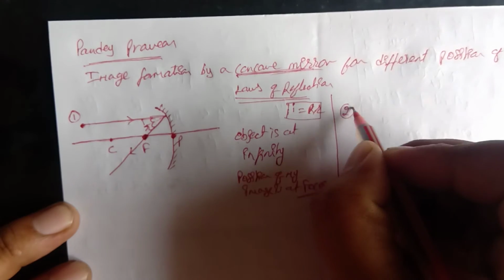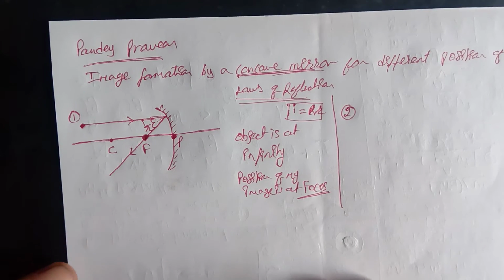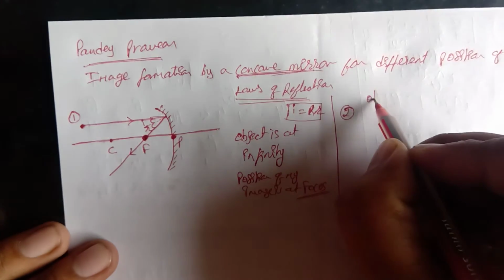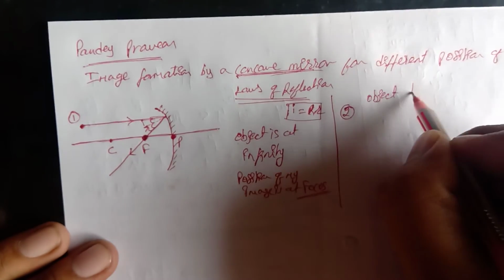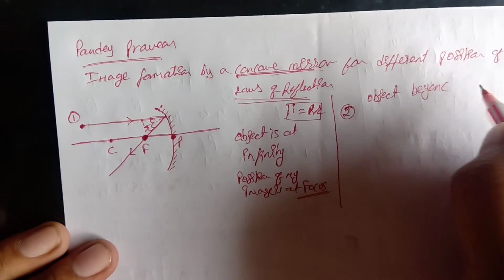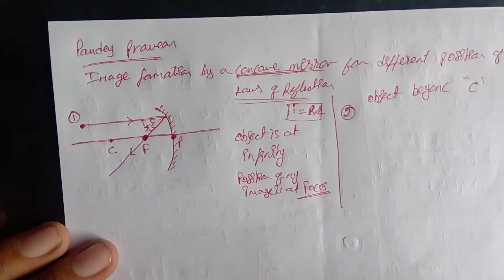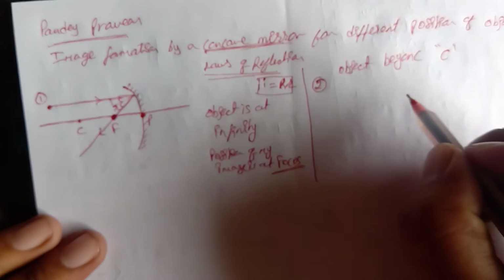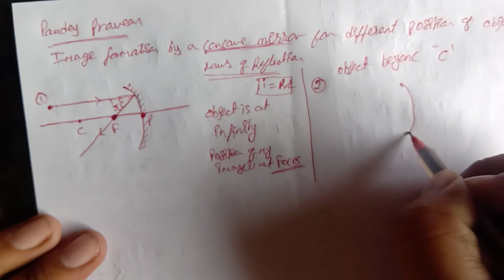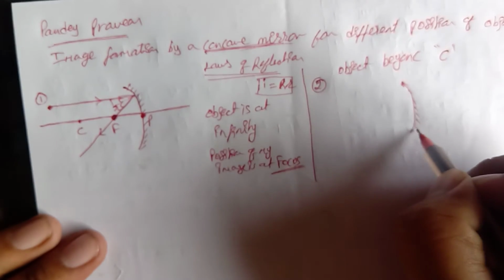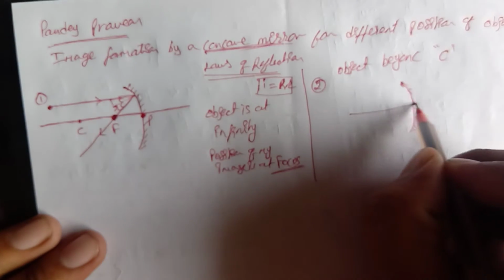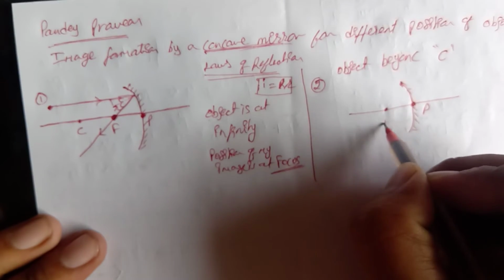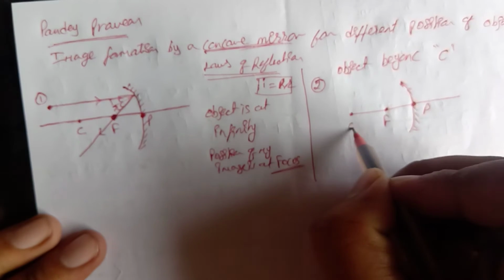This is my second case, when my object is beyond C. Beyond C means center of curvature. Let us try to draw the ray diagram for that. So if this is my concave mirror, this is my principal axis, here lies P, here lies F, here lies C.